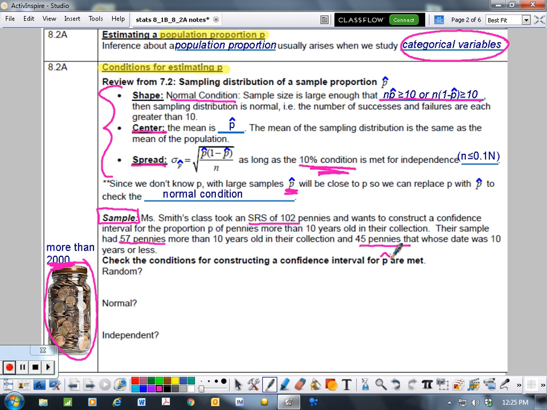So first thing, is it random? Yes. We took a simple random sample of 102 pennies. So we're good to go.